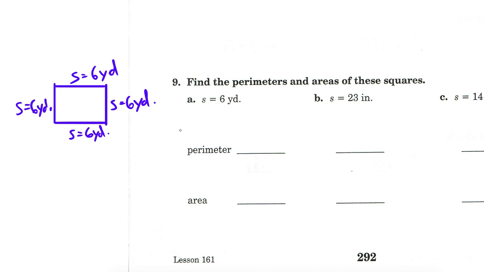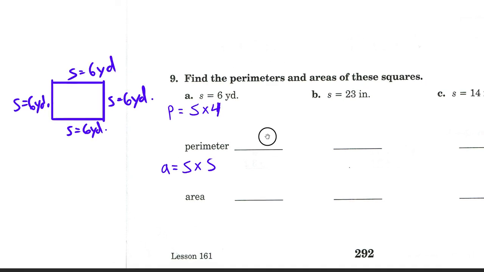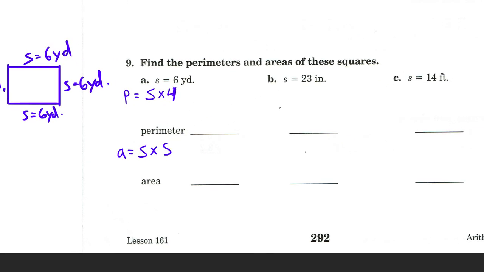Remember area. The formula for a square is area equals S times S. That's for the area. So I should write that at the bottom here. S times S is the area of a square. To find the perimeter, perimeter equals S times 4 for all 4 sides. So fill in the numbers into the formula, and that should give you all the answers here.